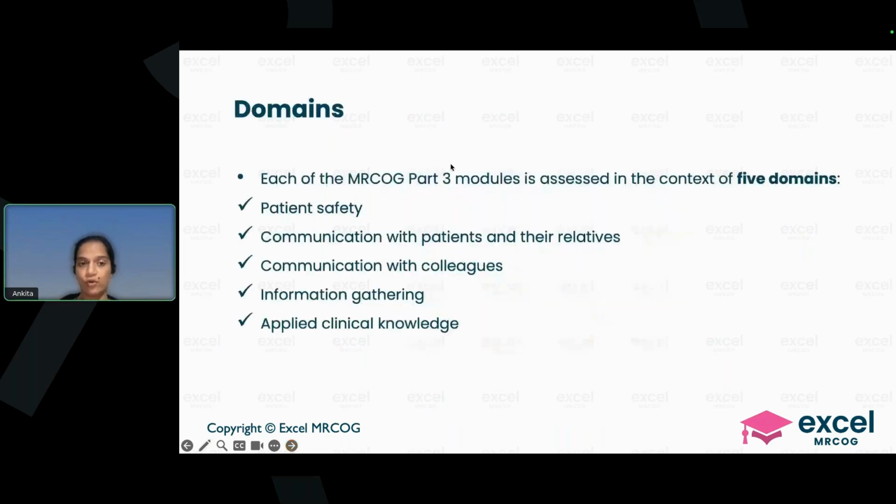Now, these are the 5 domains that we have in the MRCOG Part 3 exam. Patient safety; communication with patient and their relatives; communication with colleague, which is assessed in teaching tasks and also in structured discussions; information gathering; and applied clinical knowledge. Patient safety basically describes how safe you are as an ST5 for that particular situation, whether you are making a safe plan for her, whether you're telling her things that are meant for her safety. Communication with the patient is also important, and we will be discussing that in detail.